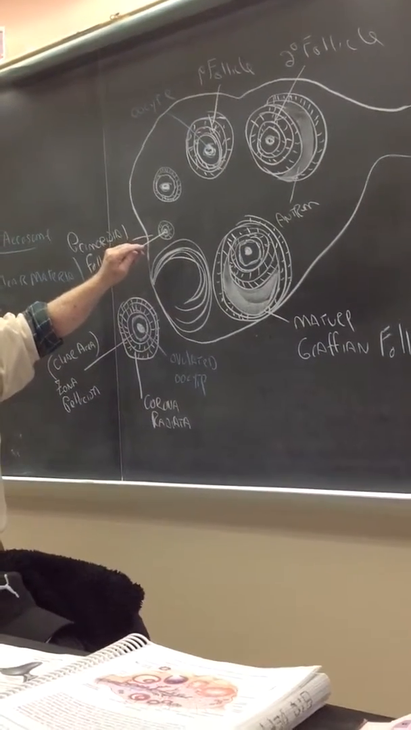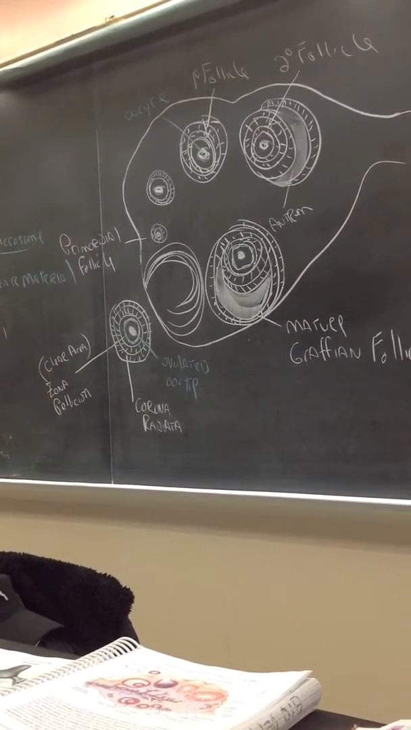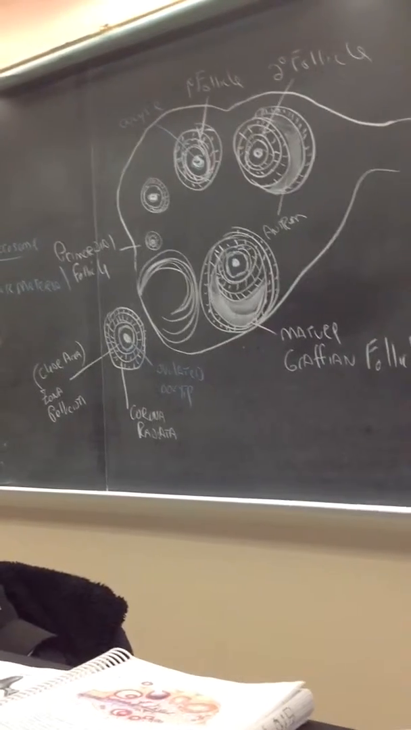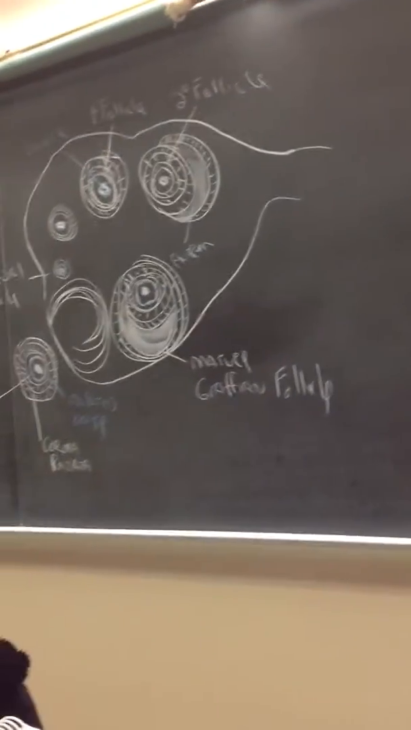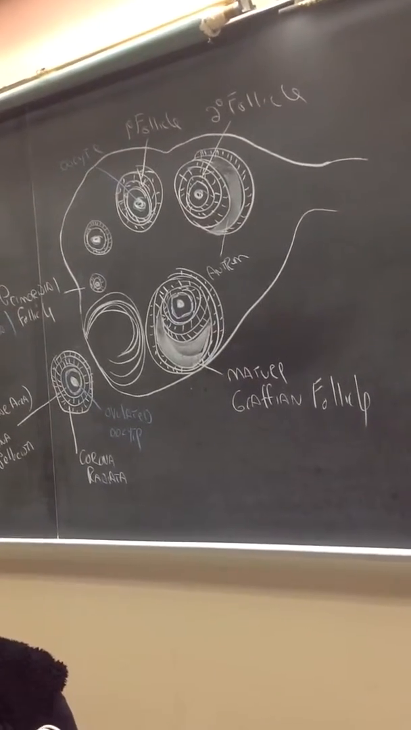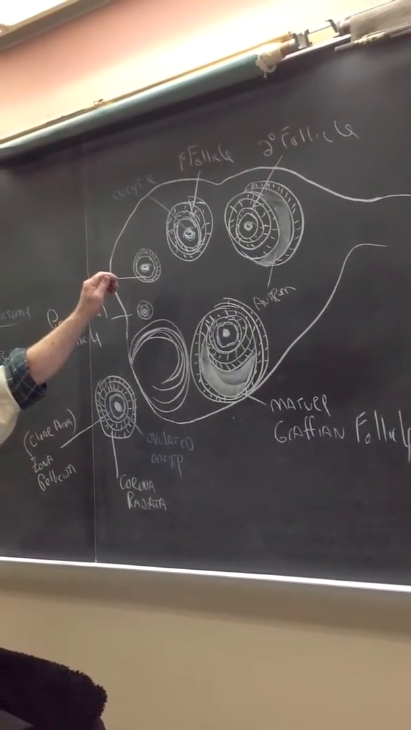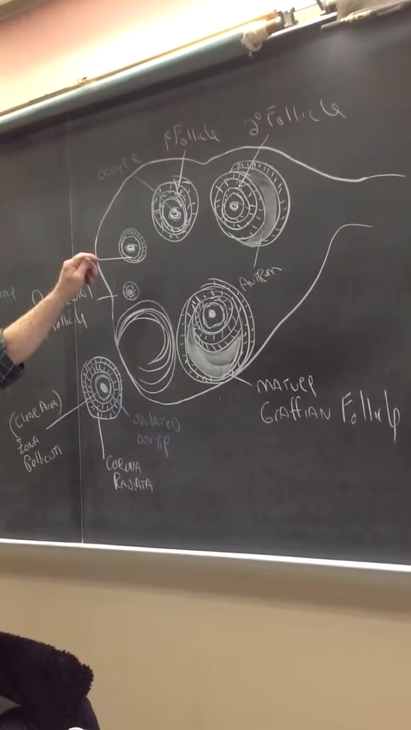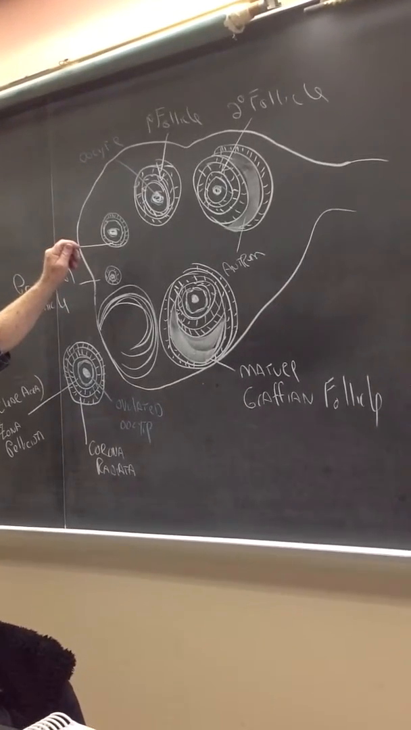As this primordial follicle becomes a primary follicle, meiosis 1 starts. Meiosis is reduction of chromosomes. And meiosis has 4 stages: prophase, metaphase, anaphase, and telophase. This goes into meiosis 1 and goes into suspended animation. That's once a month.